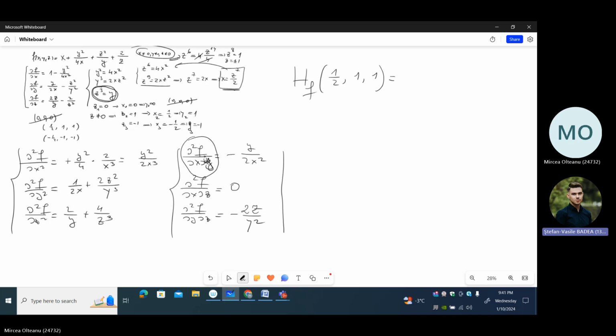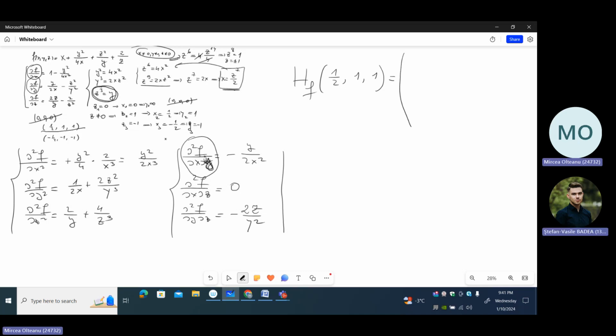So here this one can be computed in two ways, because of the Schwarz symmetry theorem. By differentiating this one with respect to y, or by differentiating this one with respect to x. Both ways give us the same result, of course, which is this one. Okay, so now let's see the Hessian matrix at the first critical point, 1 over 2, 1, 1.